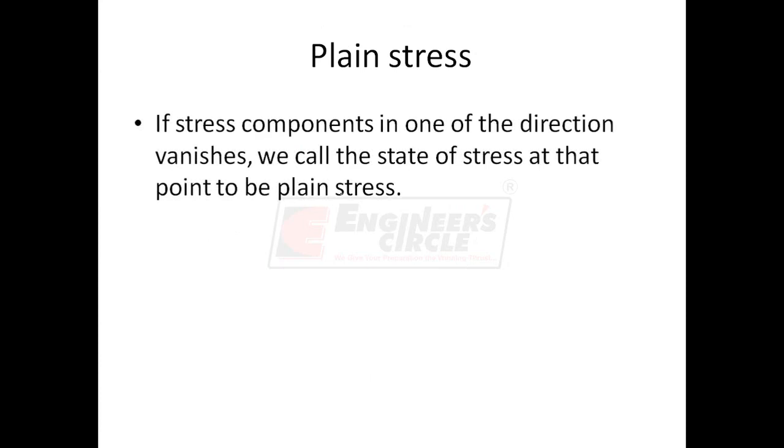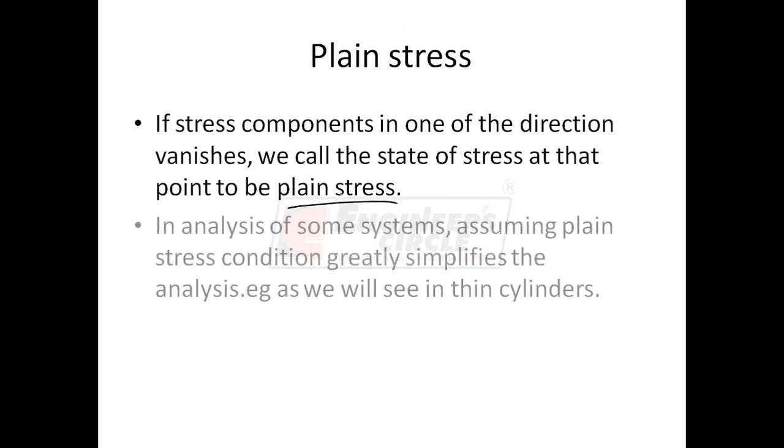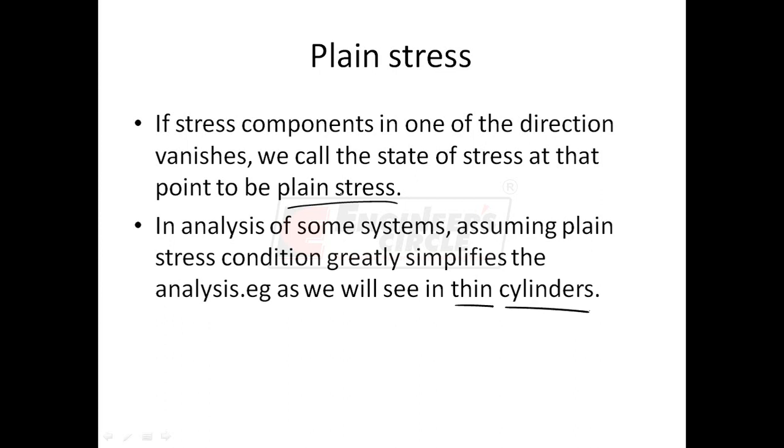If stress components in one of the directions vanish, that is they do not exist, we call this state of stress a plane state of stress. This plane stress is an assumption that we take to simplify the stress analysis under some cases, for example, as in the case of thin cylinders that we will see later. At a point, there are 9 components of stresses. Now, if we can assume that the state of stresses at a point is a plane stress, then the components in one of the directions will vanish, and this will reduce the number of stresses that we have to analyze.